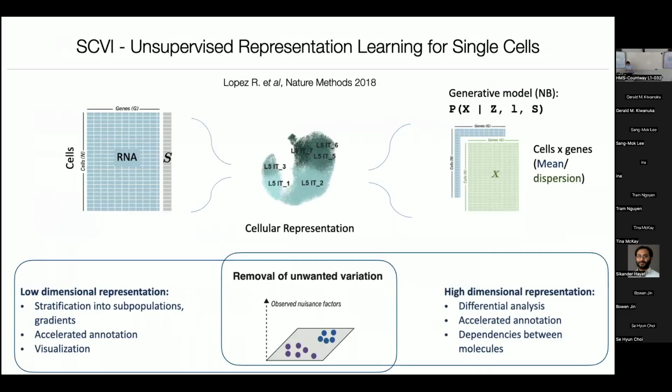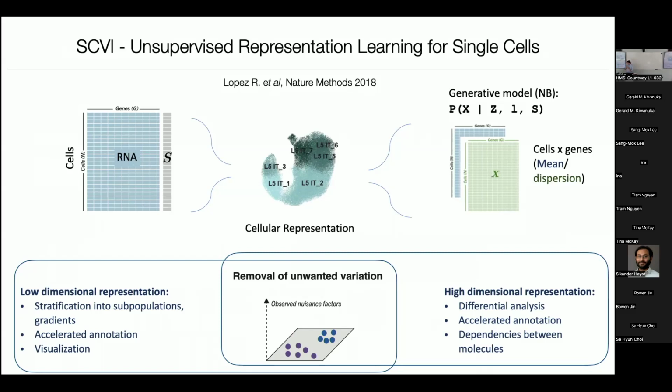And one of the most successful, I like to think, because that's what we do, algorithms that is able to do this is scVI, which is an unsupervised way of learning a representation of single cells. And scVI takes as an input a matrix that is genes by cells and infers the low dimensional representation, removing all unwanted dimensions of variation. And then it reconstructs or denoises the data, allowing you to compute differential expression and many different things.